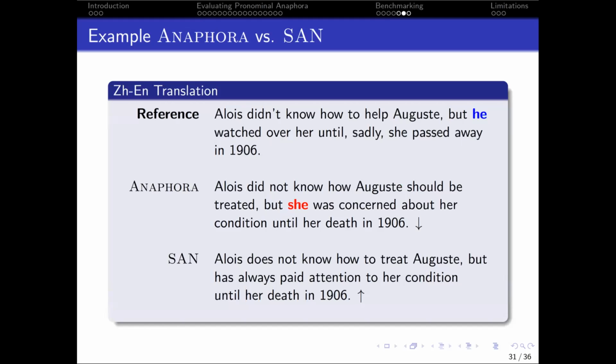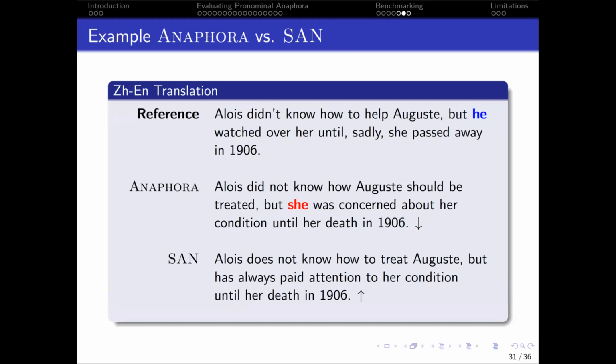So here's, I think, a more interesting example. So we have the reference which says: Alois didn't know how to help Auguste, but he watched over her until sadly she passed away. And Anaphora is producing: Alois did not know how Auguste should be treated, but she was concerned about her condition. So there's an error here. It's producing she instead of he.